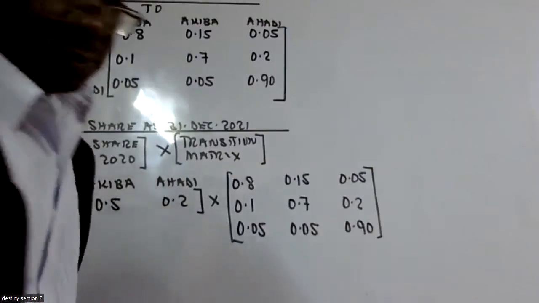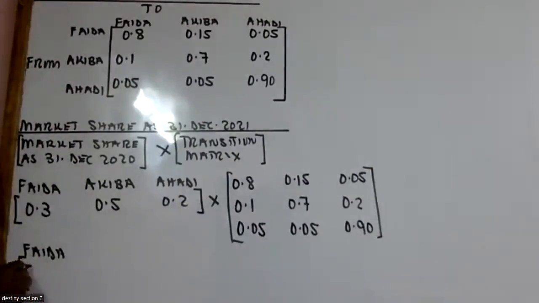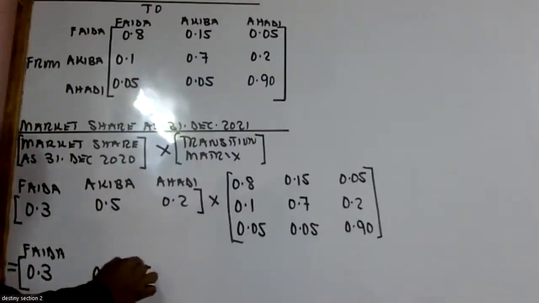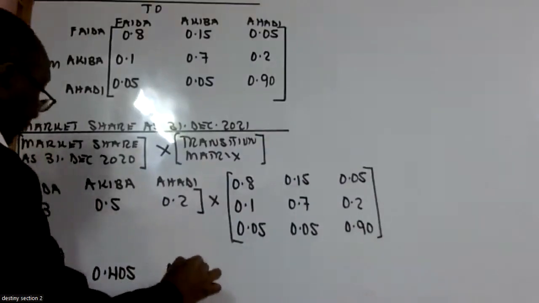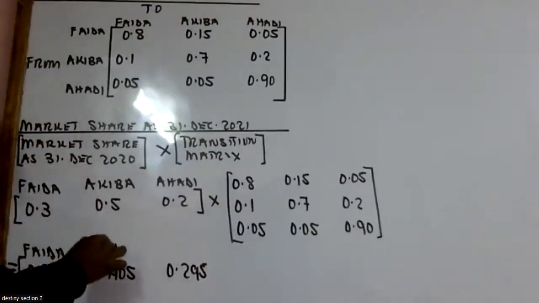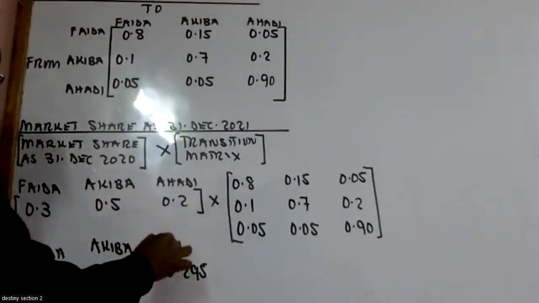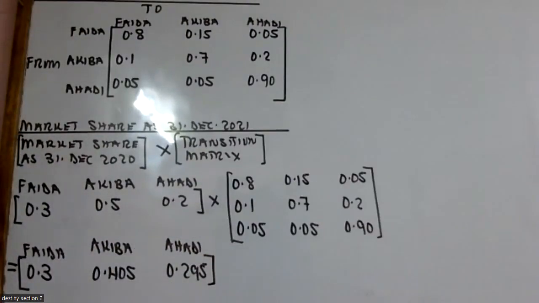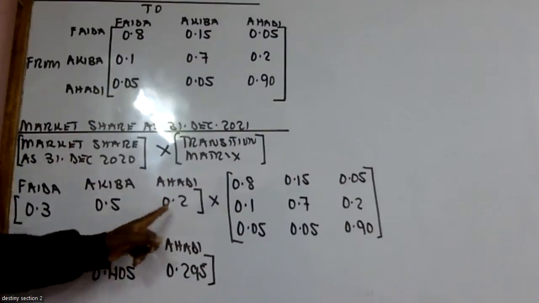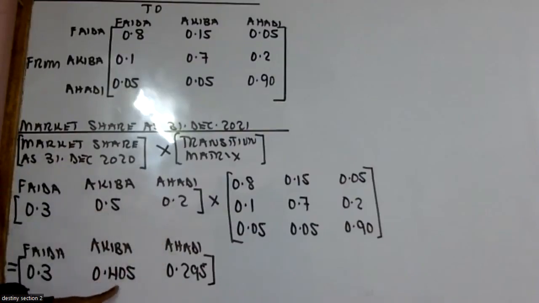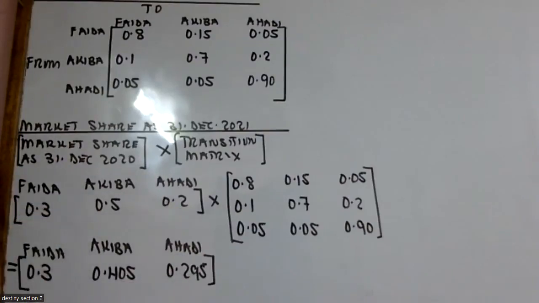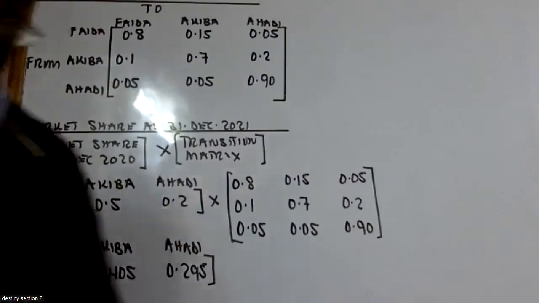0.3. 0.405. 0.295. Good. So this is Akiba and this is Ahadi. You can see what has happened is that Akiba has had its customers taken by Ahadi. Akiba has gone down to 40 from 50. Ahadi has gone up to 29 from 20. But Faida has managed to retain its customer base.